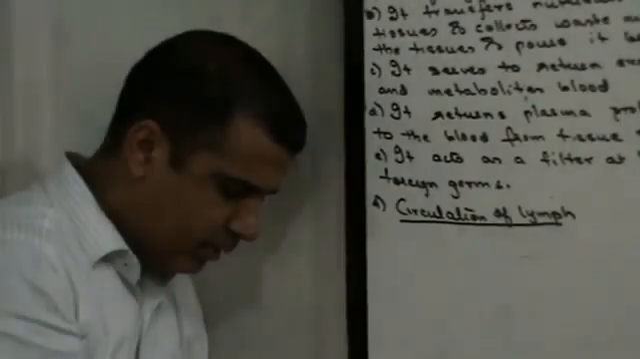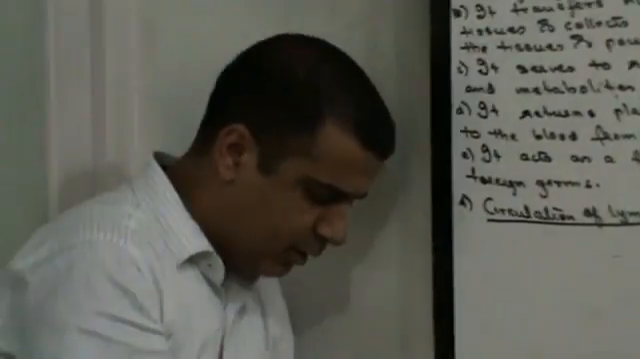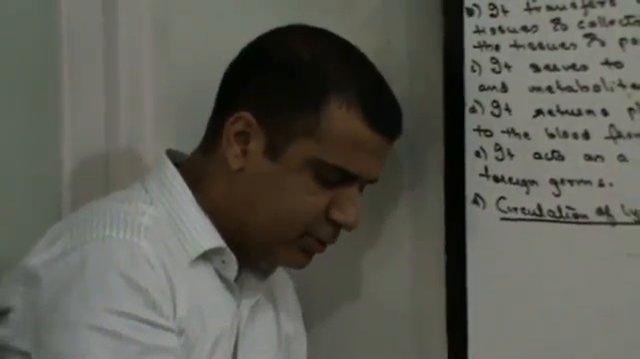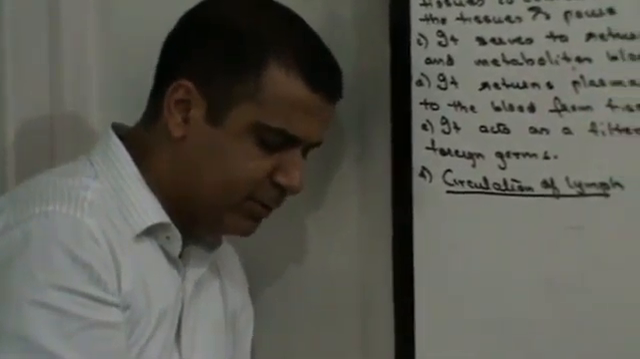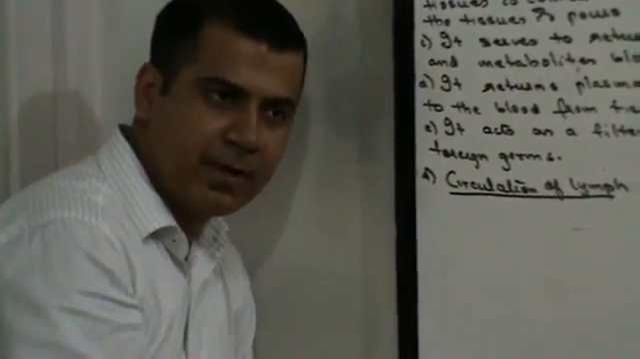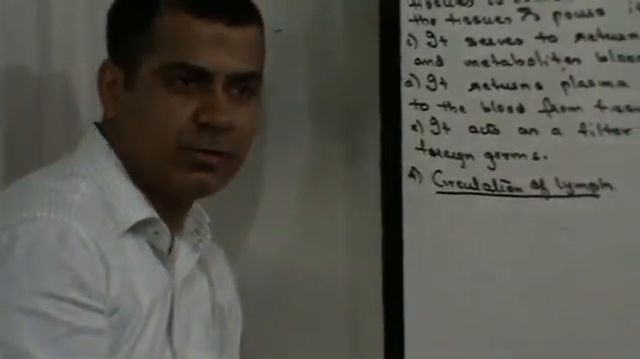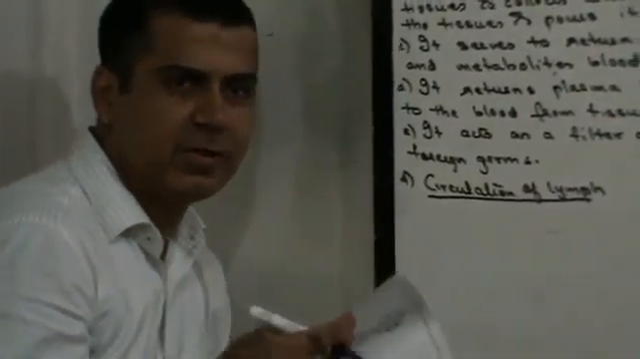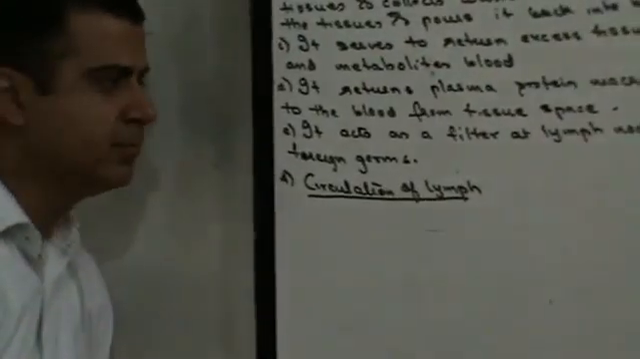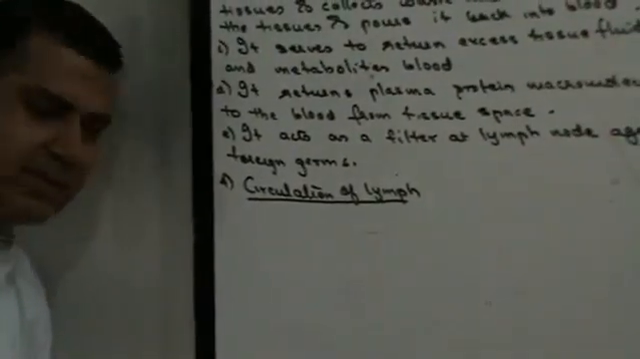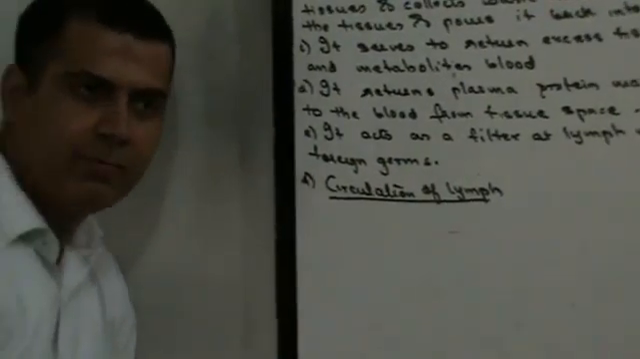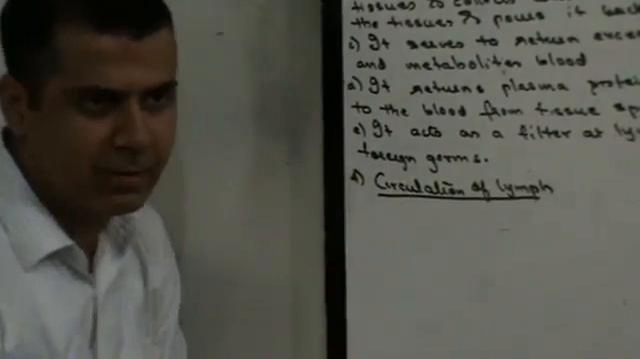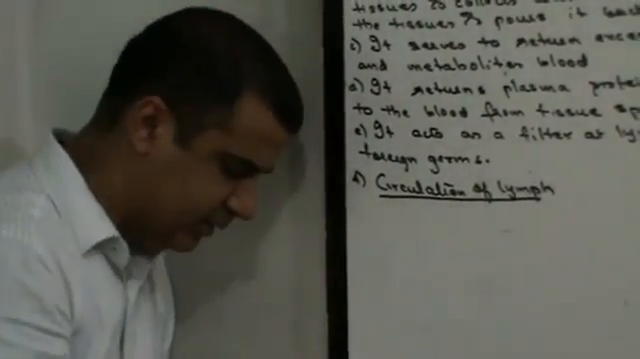And their function is to filter out lymph in the lymph node, and they also have lymphocytes and antibodies which provide immunity, right? So that's your entire circulation of lymph. It starts from the tissue, goes into the lymph capillaries, then the lymph vessels, and finally empties itself into the superior and the inferior vena cava. Right? Do we get this?